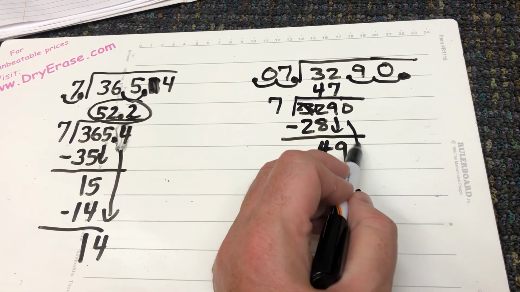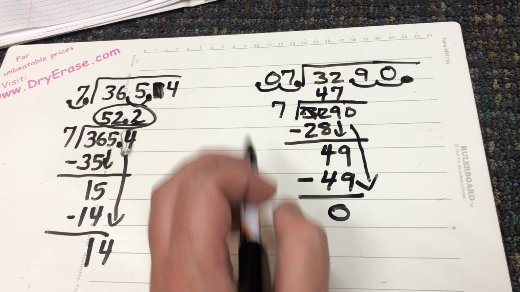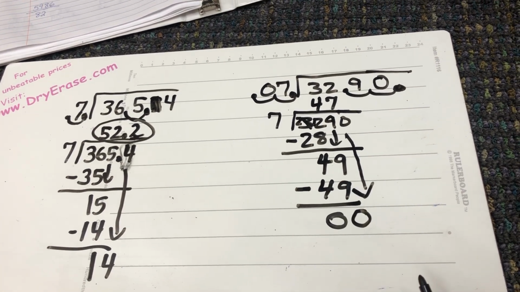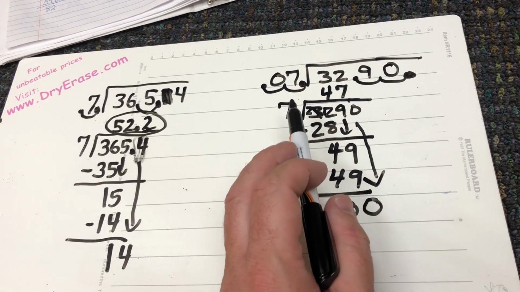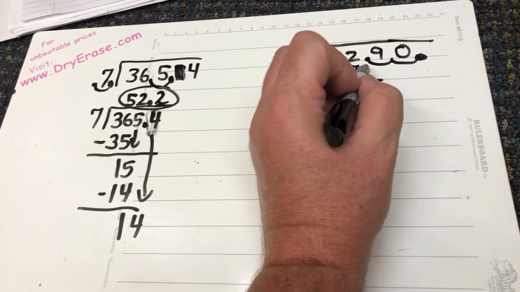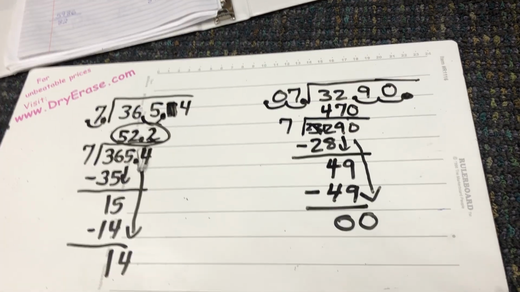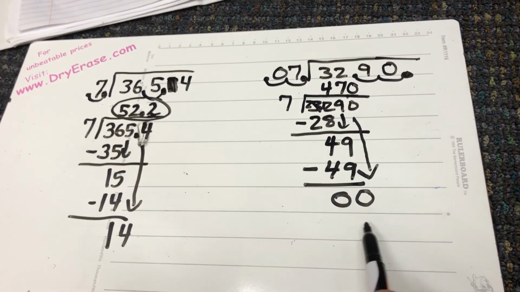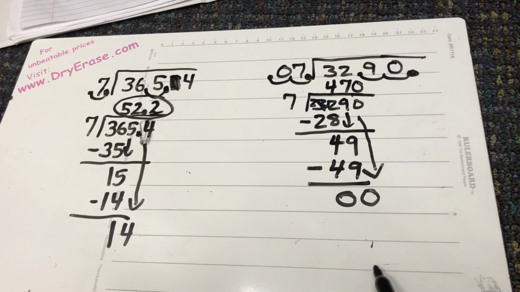As long as I can subtract, I have to bring down. So I bring down that 0. And as long as I bring down, I have to start over. 7 can go into 0 times. Now, if I wanted to, I could go ahead and continue. 0 times 7 is 0. 0 minus 0 is 0.